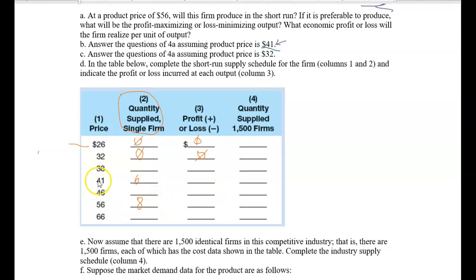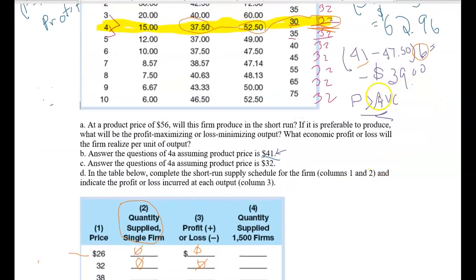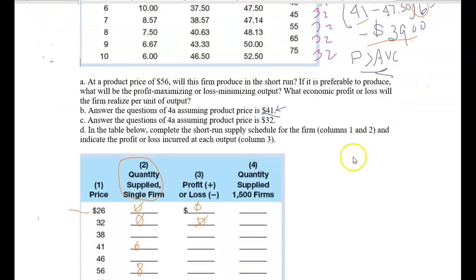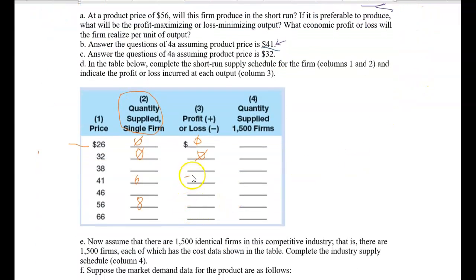At $41, we're producing 6. Are we going to have a profit or a loss? So we figured out that we would have a $39 loss. So we're going to have a $39 loss here. Okay. Then we have this column. Now you guys are going to fill in these columns here.